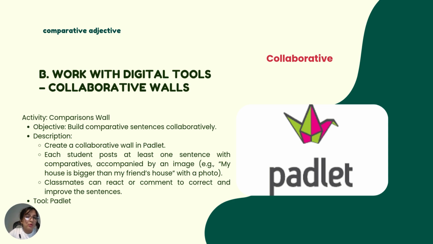Letter B, work with digital tools, collaborative walls. The activity is comparison walls. The objective is to build comparative sentences collaboratively. The description is to create collaborative walls in Padlet. Here we are going to use Padlet. Each student posts at least one sentence with a comparative accompanied by an image. They need to write a sentence and then add an image. As I told you before, this is going to be Padlet.